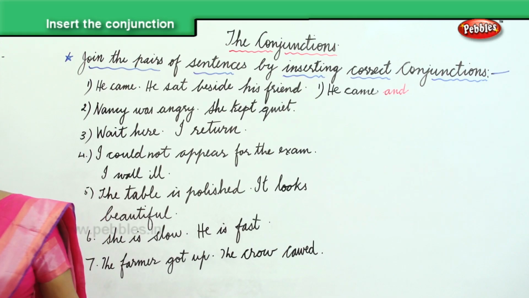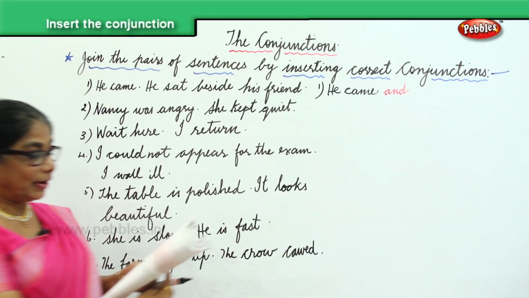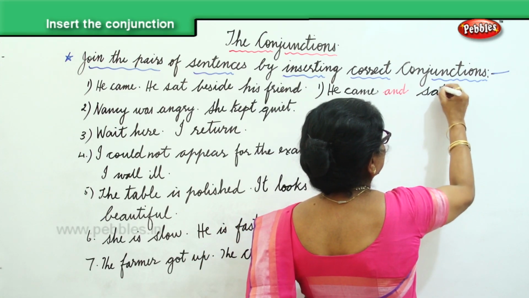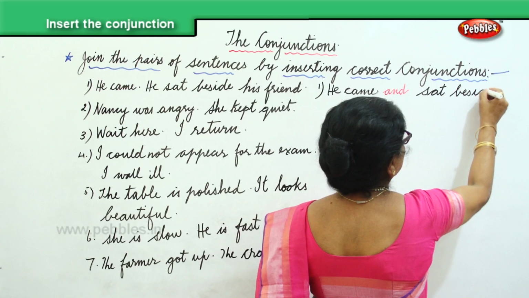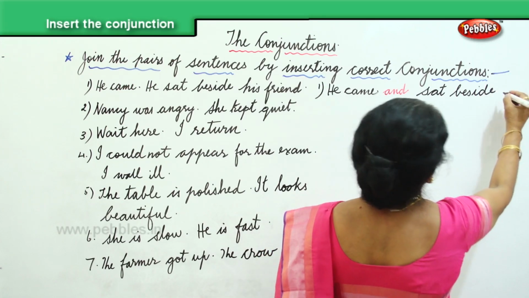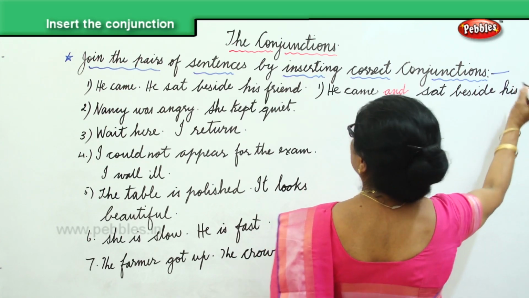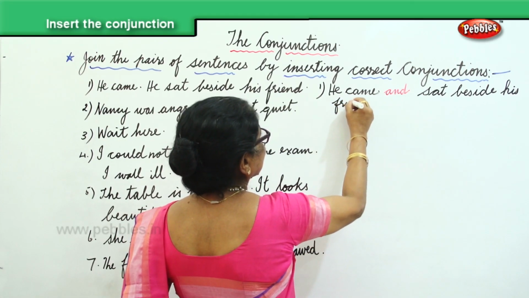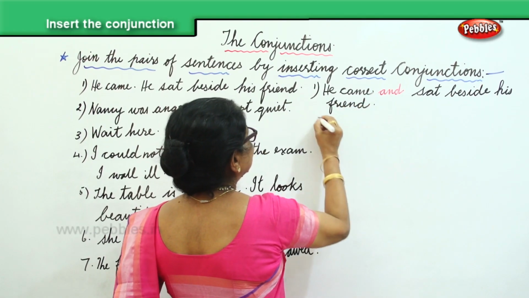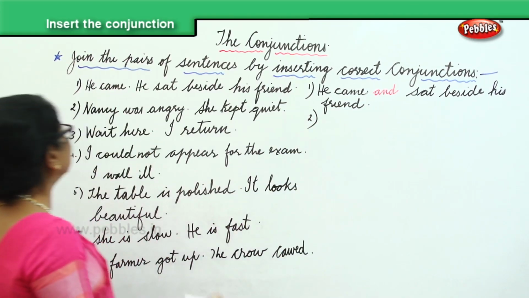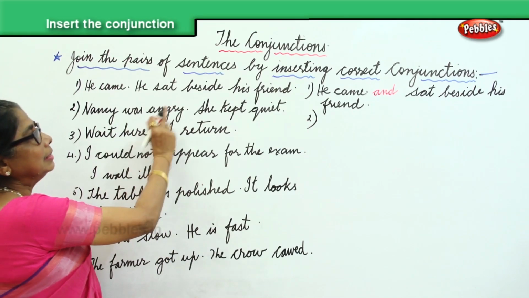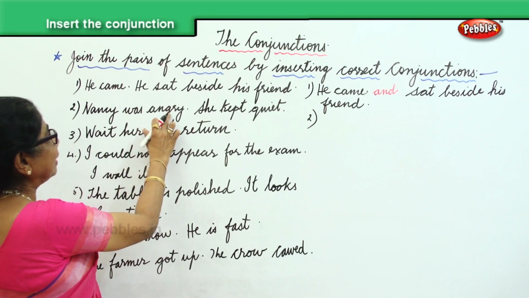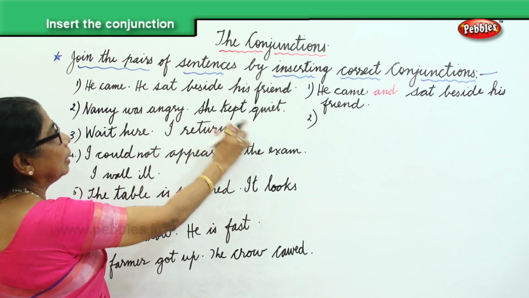He came and sat beside his friend. That's the first one. And the second one. Nancy was angry. She kept quiet. So what will you say? Nancy was angry but kept quiet.